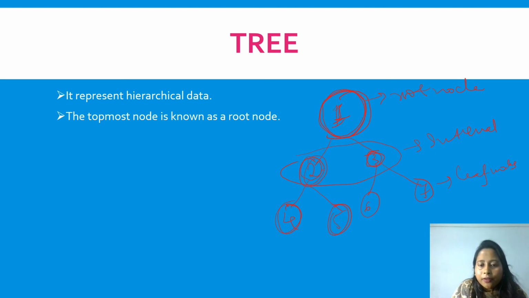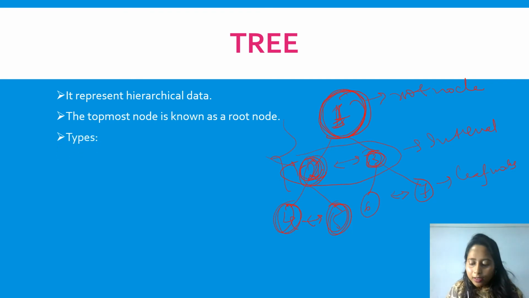Now one more thing, we can say that 4, 5 are siblings. 6, 7 are siblings. 2, 3 are siblings because 2, 3 is associated with root 1 and root 1 is the parent of 2, 3. In the same way, 4, 5 are the children of node number 2. So we can say that 2 is a parent node of 4, 5 and 4, 5 are siblings. In the same way, 3 as well as 6, 7. So this is an example of a tree.